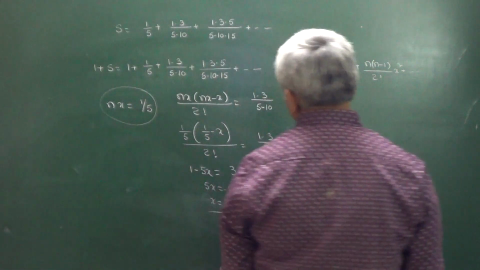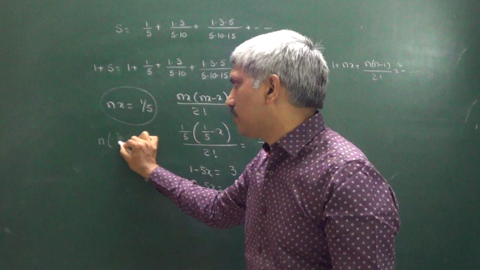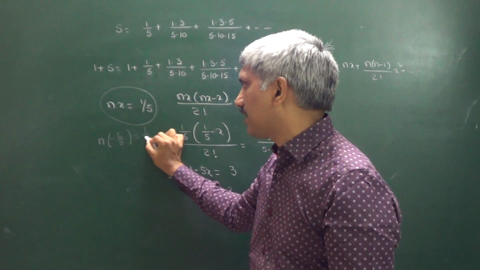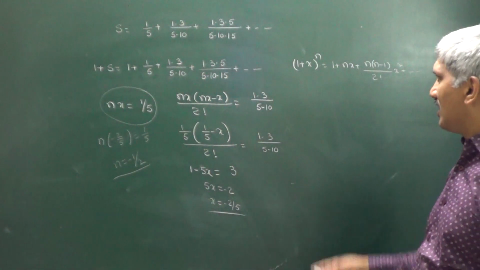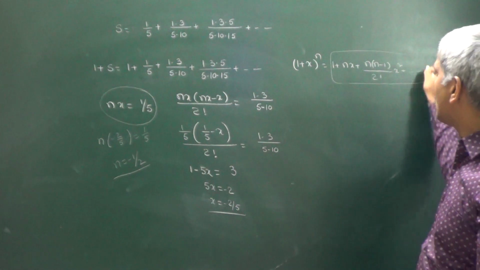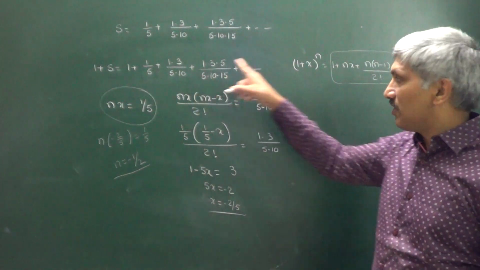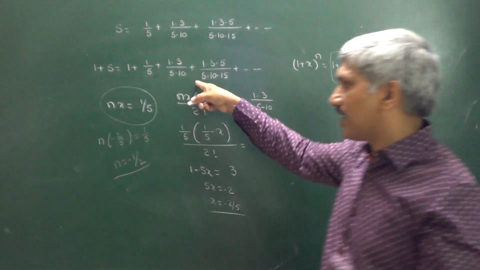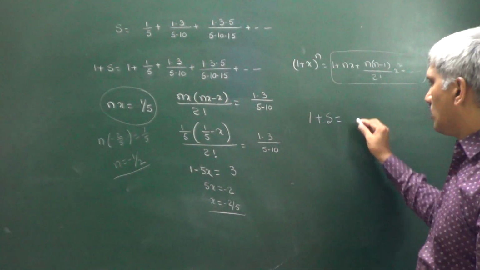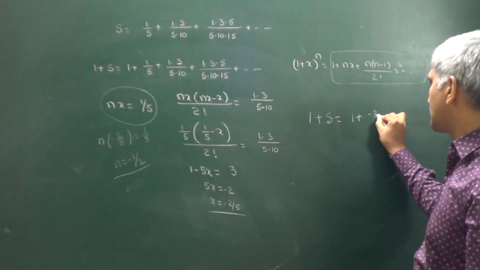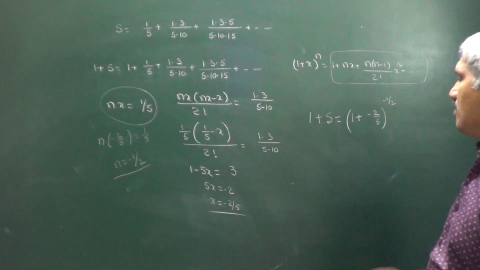But when x is equal to minus 2 by 5, if you put x is equal to minus 2 by 5, n into minus 2 by 5 is equal to 1 by 5. Therefore we are getting n is equal to minus 1 by 2. And this total is equal to (1 plus x) whole to the power of n. We compared this one with this. That's why I can write now 1 plus s is equal to (1 plus x) whole to the power of n. We got n value is equal to minus 1 by 2.